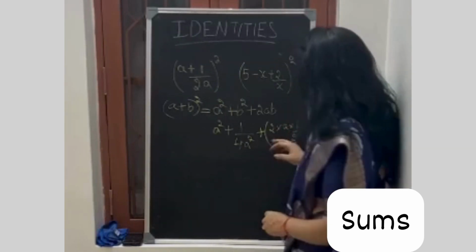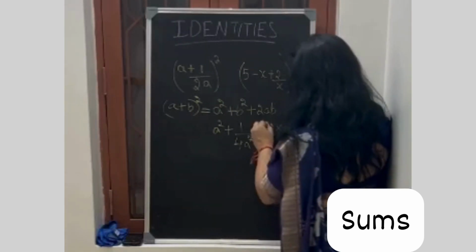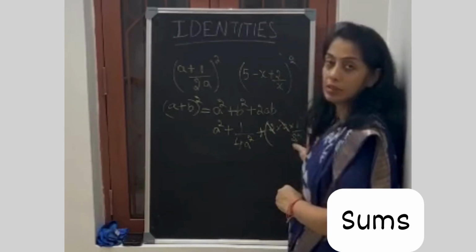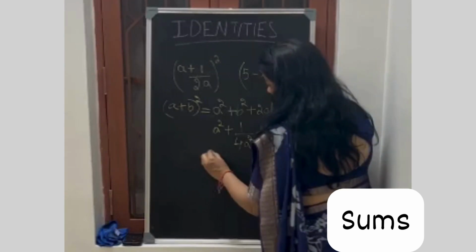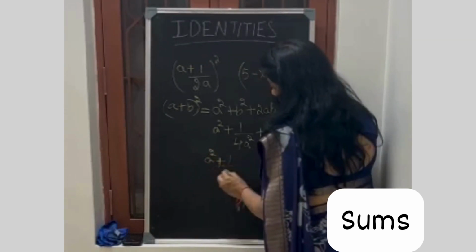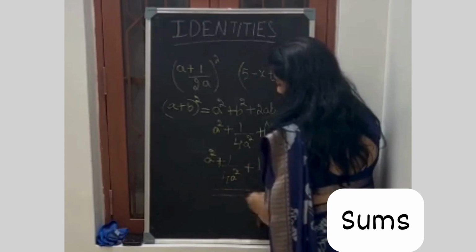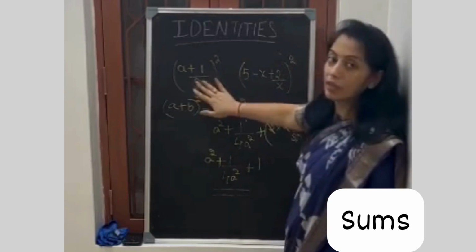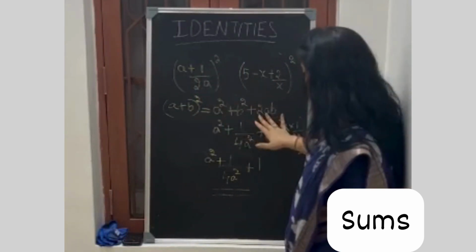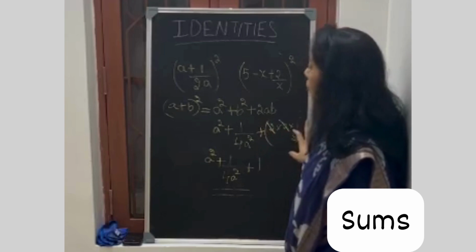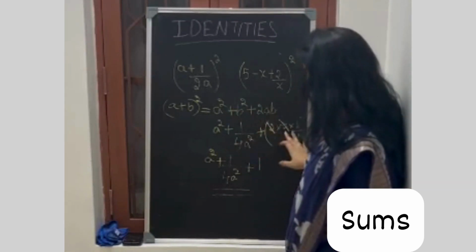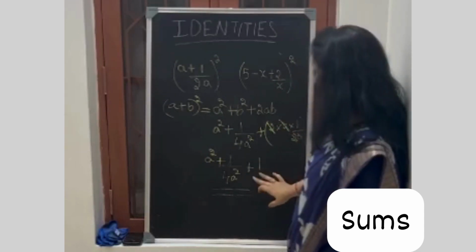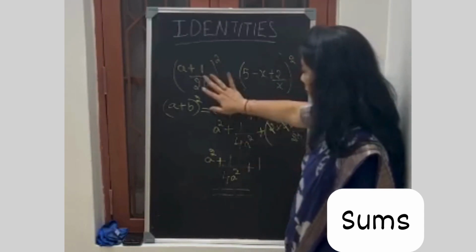Now here I can cancel 2, a. Everything is cancelled. What is left? Only 1 is left. So my answer is a square plus 1 by 4a square plus 1. This is my final answer. Please do not get confused when there are fractions. Use the same formula, but by multiplying, see if there is any cancellation, if you can simplify it. So 2ab I could simplify, and the final thing is only 1. So this is my final answer for this side.